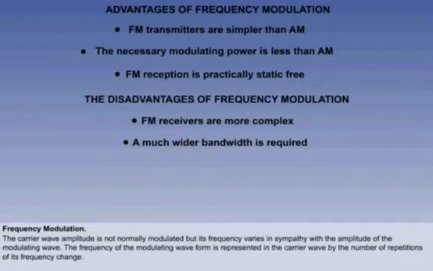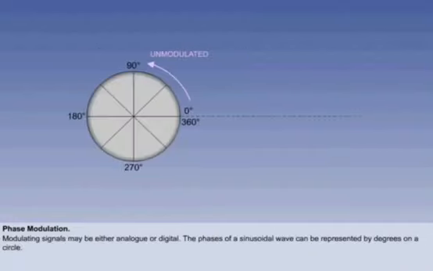The next one to look at is phase modulation. There are two cases. The first is where the input is an analog signal, and the second is where the input is digital. You will recall that the sinusoidal form of a radio wave can be represented by the movement of a point round a circle. Thus, the top of the wave is represented by 90 degrees on the circle, and so on.